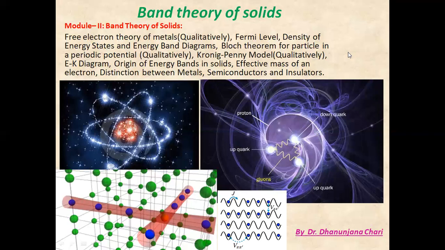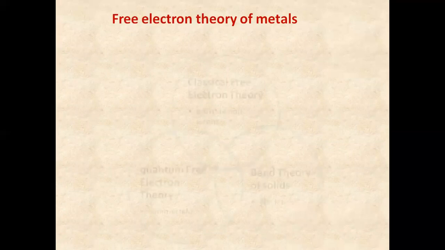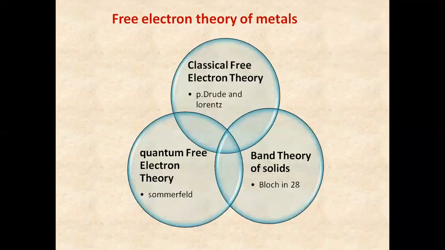Okay. Now, what is band theory of solids? Basically it is a free electron theory of metals. Now, this free electron theory of metals is divided into three. There is classical free electron theory that was proposed by Drude and Lorentz. And the quantum free electron theory, because some drawbacks or some failures are there in classical free electron theory. Those failures are rectified by quantum free electron theory.